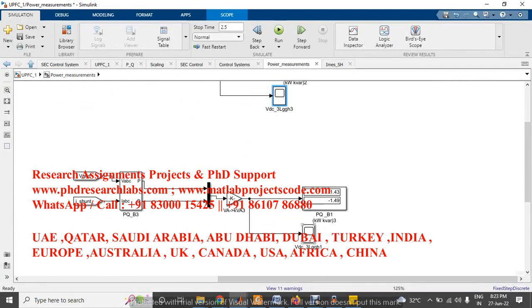And here we can check the combination of grid voltage and shunt current, active and reactive power.